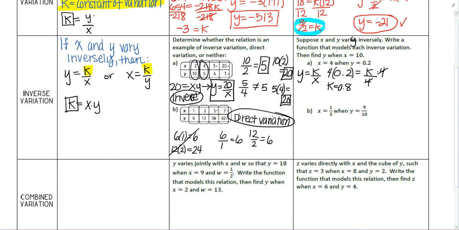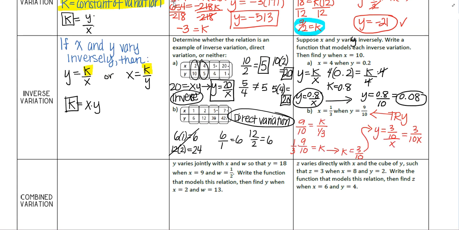So the first part of the question, write a function that models each inverse variation. We would just plug in the k. So y equals 0.8 over x. The second part says find y when x is 10. That just means plug in 10. So y equals 0.8 divided by 10, which is going to give us 0.08. Okay, why don't you try B? Same procedure, different numbers. All right, let's take a look.